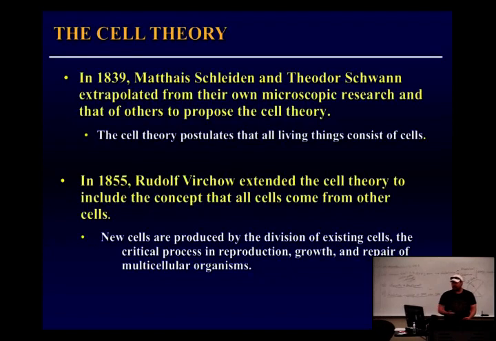Anyway, Virchow came along and said, not only are all living things made out of cells, but guess what? All cells come from other cells. So can we clone something from nothing? Can we make the elephant egg so that we can clone? What do we have to start with? We have to start with a cell. So no matter what it is, we still can't make a cell from nothing.